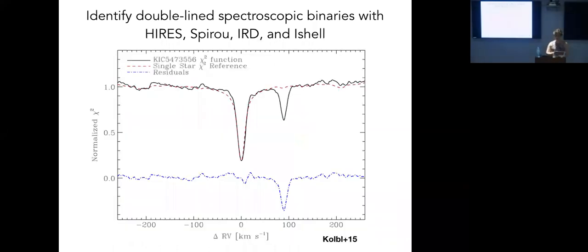One other false positive follow-up that we can do is to identify double-line spectroscopic binaries with high-resolution spectrographs, such as iRES, Spirou, IRD, and even iShell should be good at this. So if we see a double-line signature, that would be indicative of a binary and not necessarily of transiting planets.